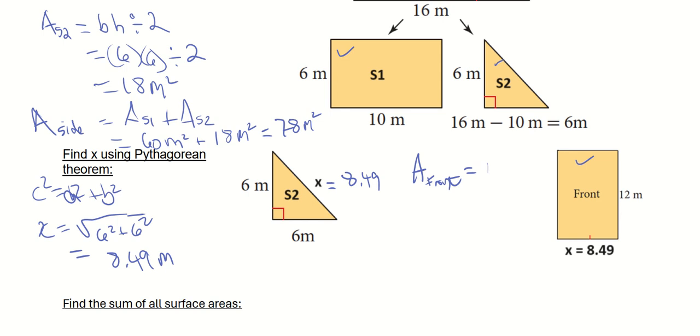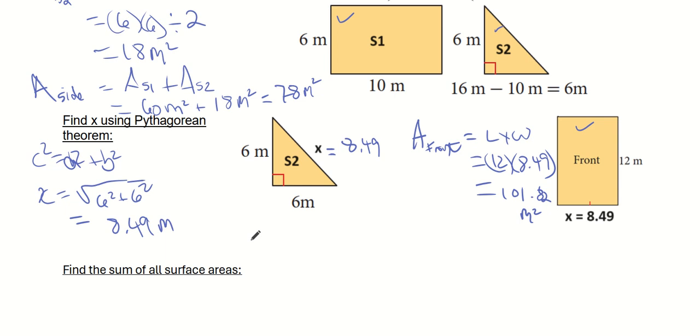It's again length times width. Length here is 12. Width will be 8.49. And that will give us a value of 101.82, and that's meters squared. Okay, so we have everything we need.